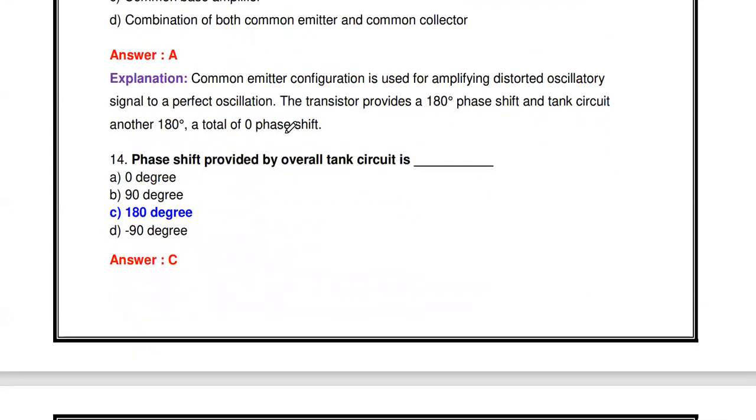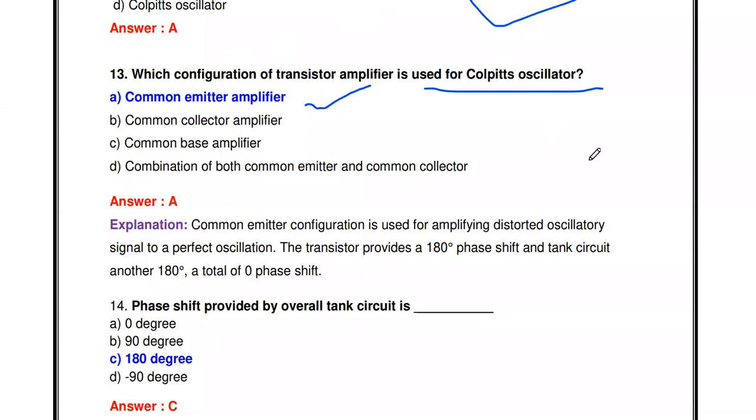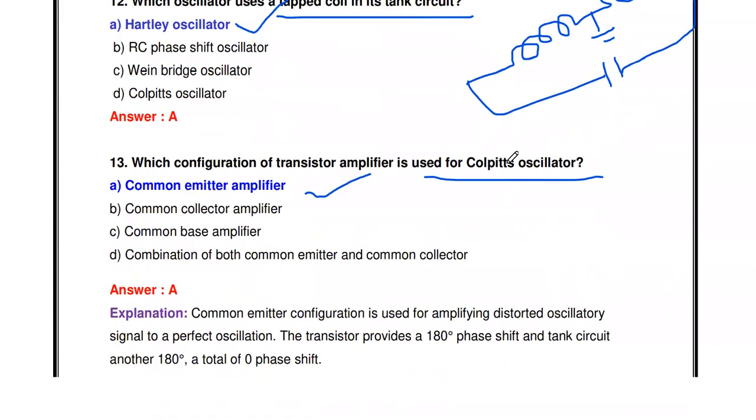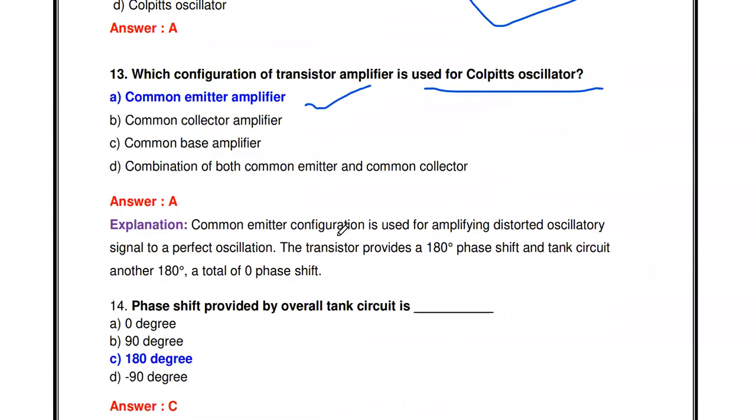Okay. So the common emitter amplifier produces a 180-degree phase shift, and this feedback network produces a 180-degree phase shift. So the total phase shift around the closed loop is 360 degrees. So the Barkhausen criterion is satisfied.